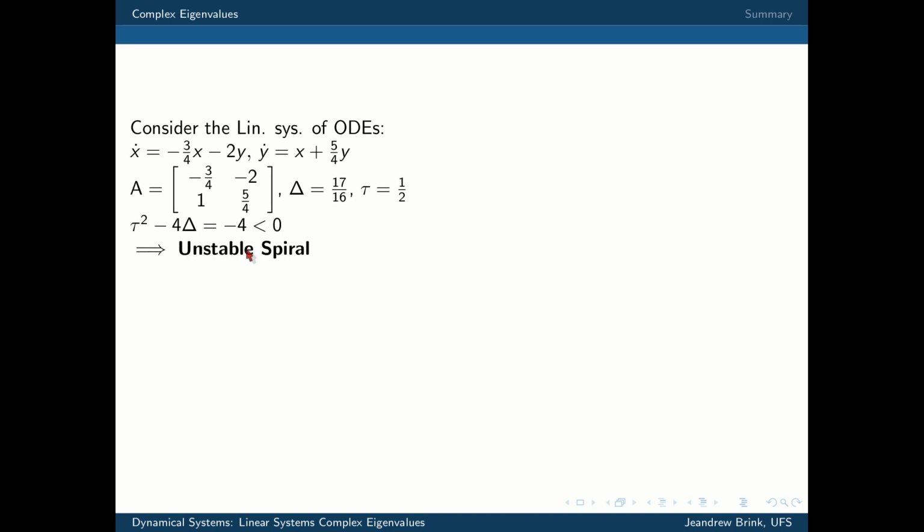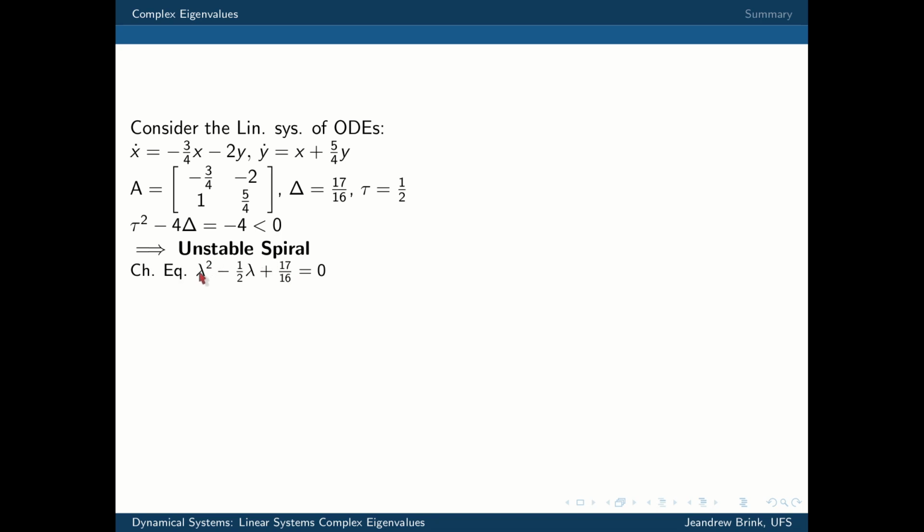Okay? And in fact, what we are going to get is an unstable spiral. It's unstable because the determinant is positive, so both eigenvalues have the same sign, and the trace is positive. Therefore, the eigenvalues themselves are positive, so they're unstable. The real part of the eigenvalues is positive. The solution will tend to move away from the origin.